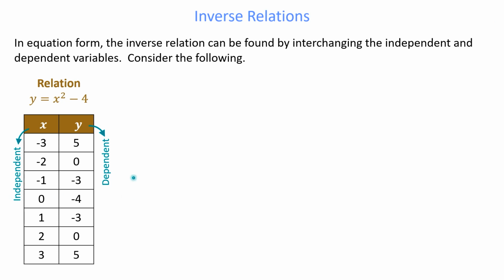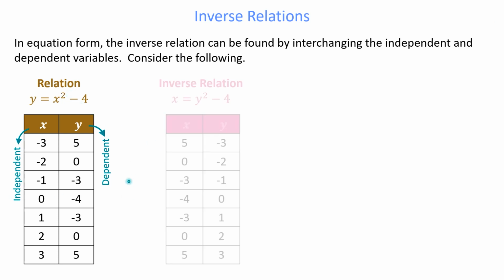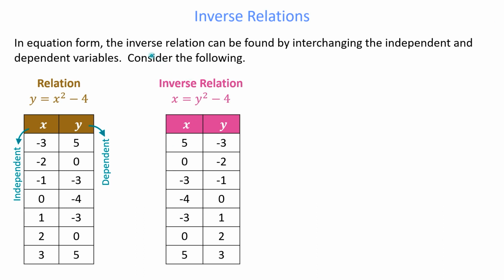Now let's look at the inverse relation of what we have here. Remember, to find the inverse relation, we interchange the independent and dependent variables. So we've interchanged the x and the y values. So this is y equals x squared minus 4, then we have x equals y squared minus 4. And this is further supported by the ordered pairs from this table of values. If we look at, for example, (-3, 5) becomes (5, -3). (1, -3) becomes (-3, 1). So we've interchanged the values.